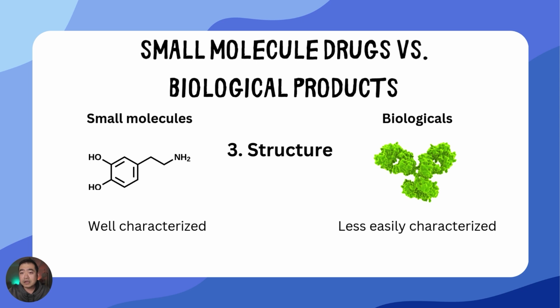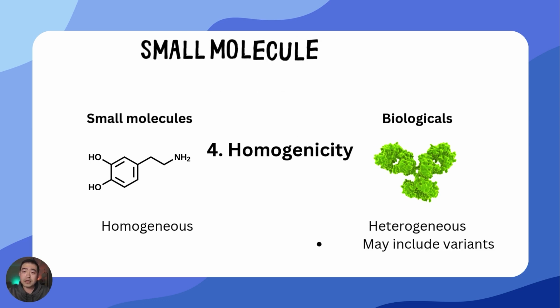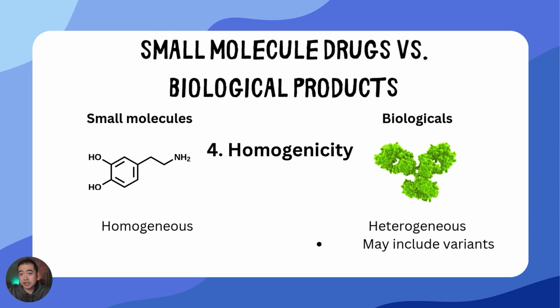When it comes to structural characterization, small molecules are well defined. We know their exact chemical structure. In contrast, biological products are more complex and may not be fully characterized, and their structures can vary. And for highly intricate biologics, we may not even have a complete understanding of their precise molecular composition. Another key difference is homogeneity. Small molecule drugs are highly uniform, even if they exist as R and S enantiomers or racemic mixtures. They generally have the same pharmacological effect.